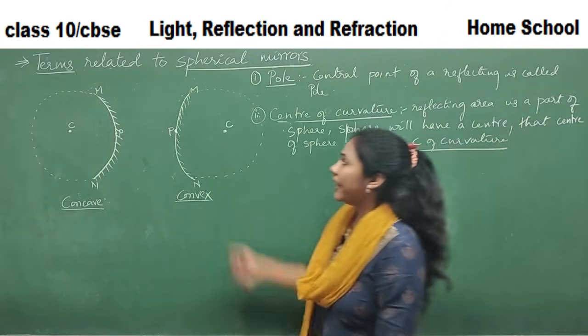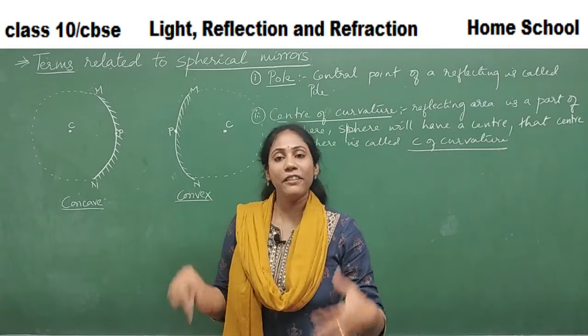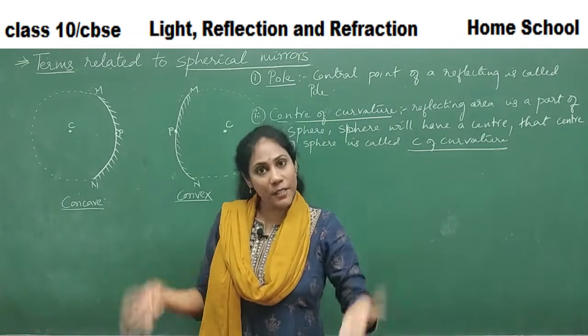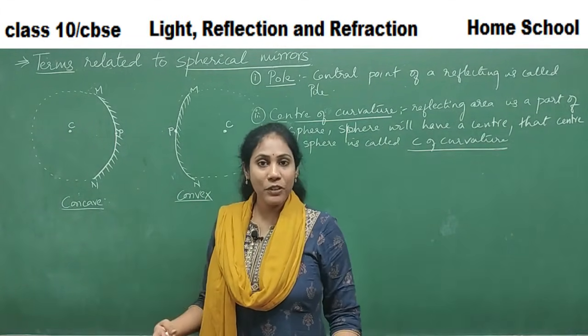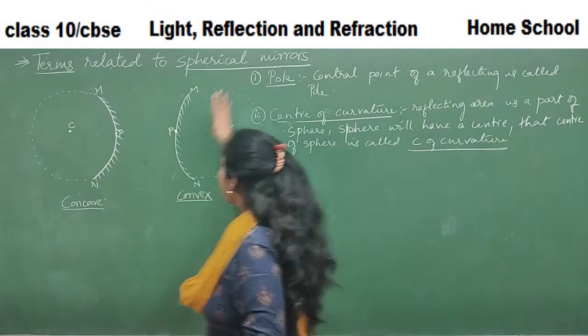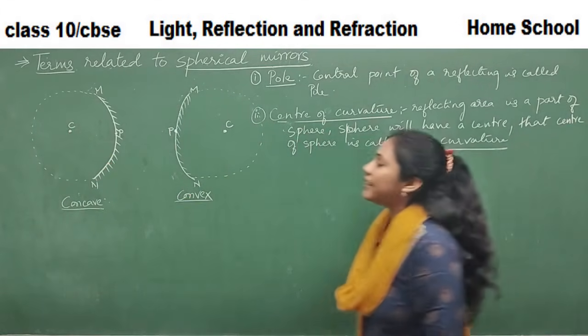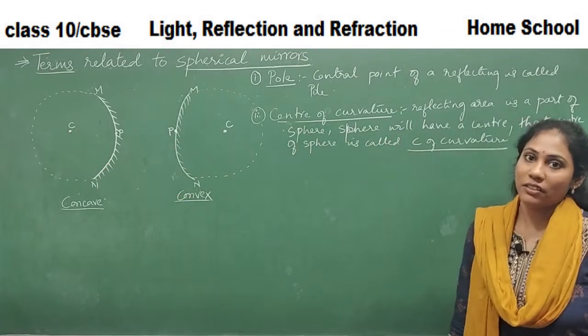Remember, guys, the reflecting surfaces of concave and convex mirrors are derived from a sphere. We have cut a sphere and we got these parts. If you imagine a sphere here, a sphere will have a center, and that is what we call the center of curvature.